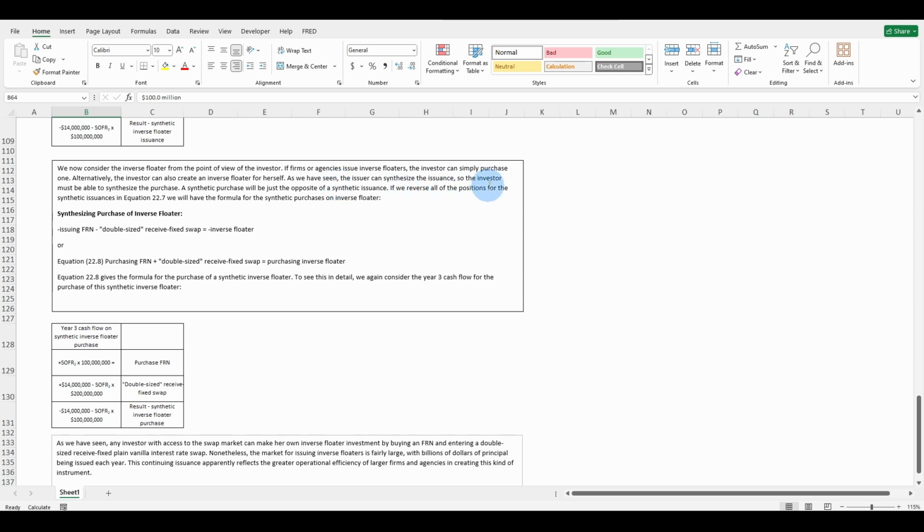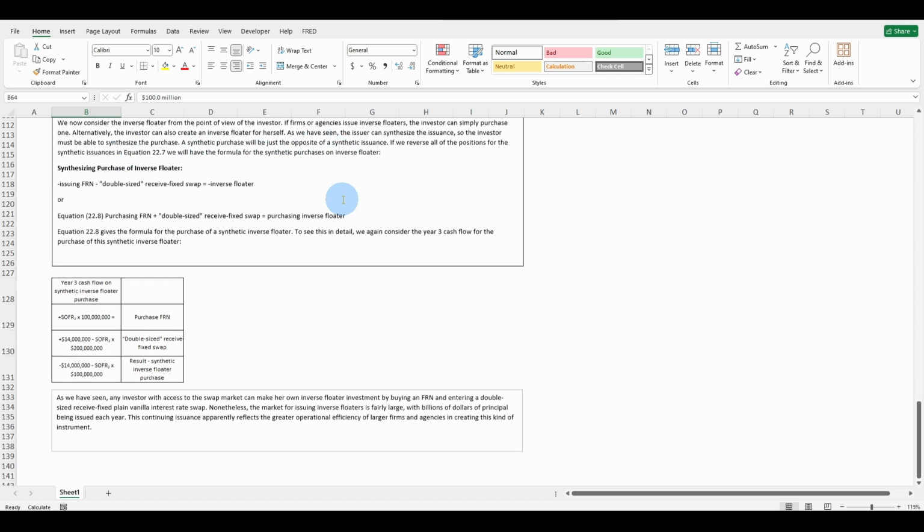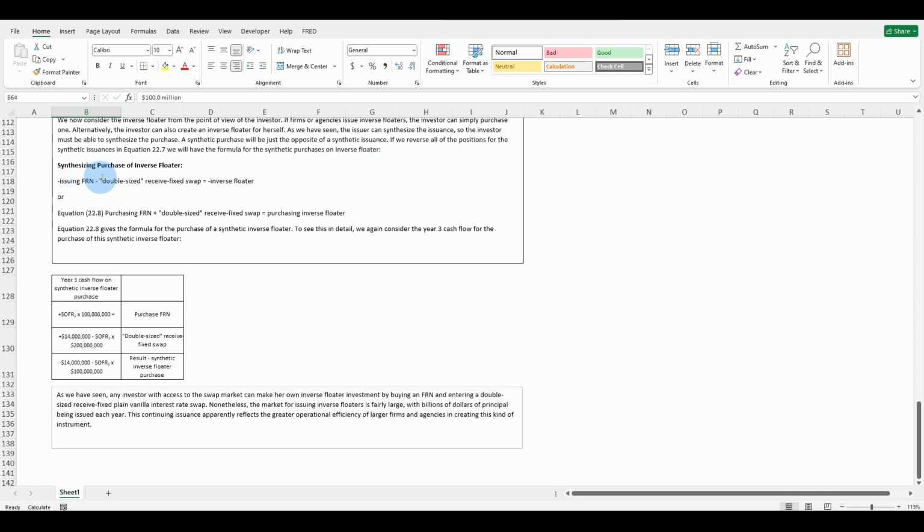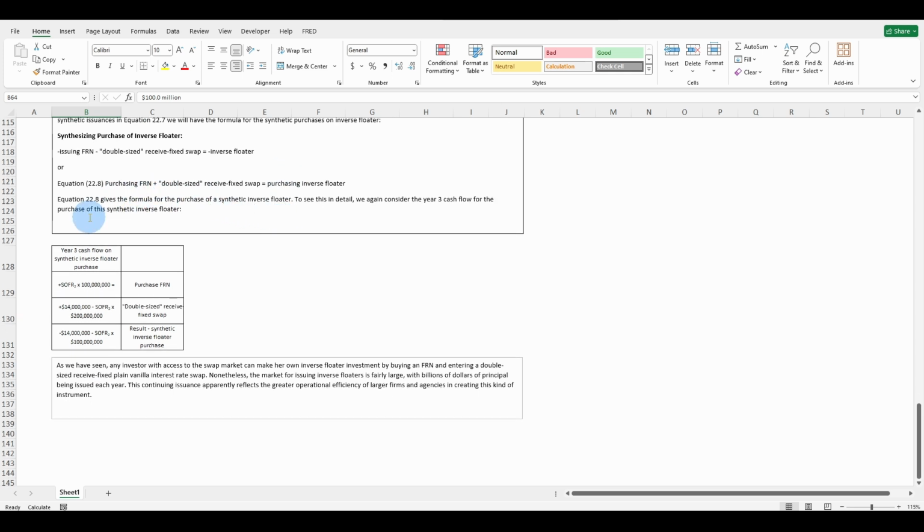If we reverse all the positions for the synthetic issuance in equation 22.7, we'll have the formula for the synthetic purchases on the inverse floater. Synthetic purchase of an inverse floater: purchasing an FRN, double-sized received fixed swap equals purchase inverse floater. Equation 22.8 gives the formula for the purchase of synthetic.